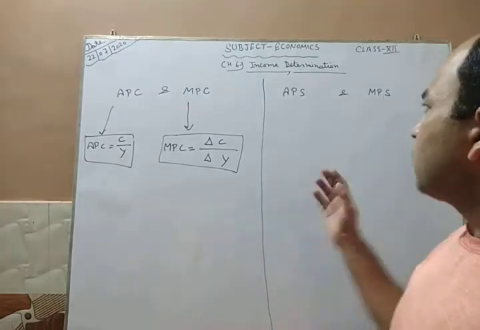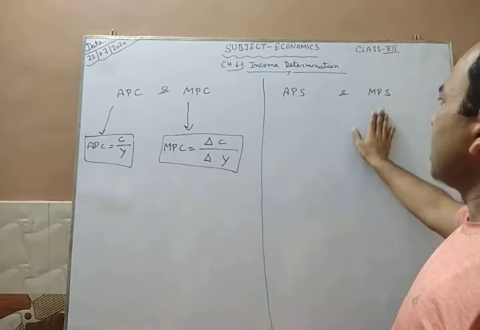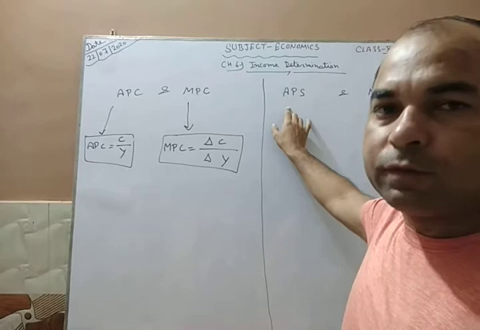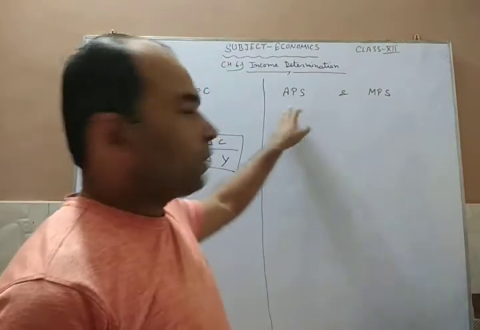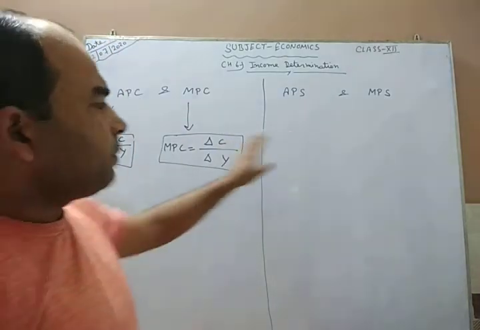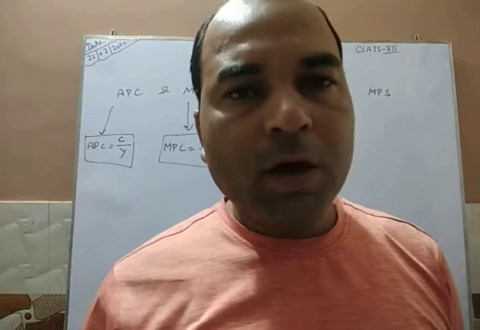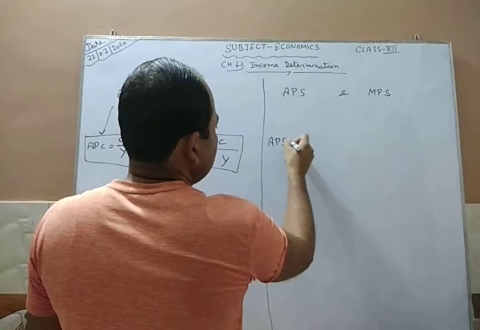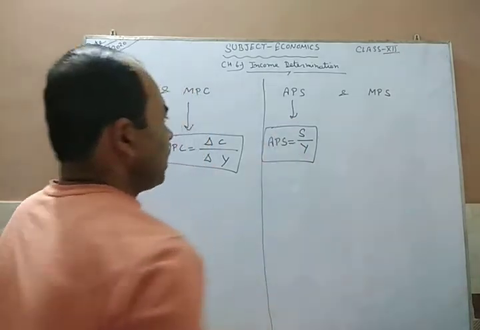This is clear, students. Now I am talking about average propensity to save, APS, and marginal propensity to save. Very, very sorry, students, this is APS, not APC. So, as with APC, we also calculate it as a ratio of total saving divided by total income. So, when we calculate APS, APS is equal to S upon Y. This is clear to students.